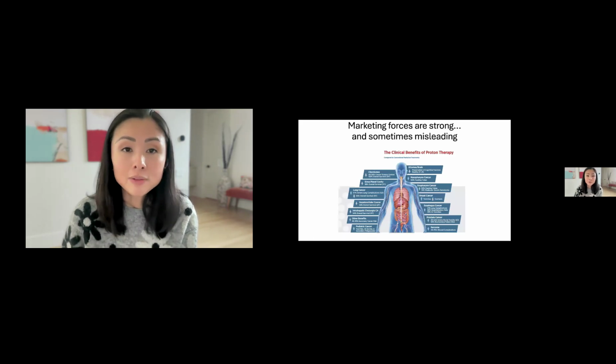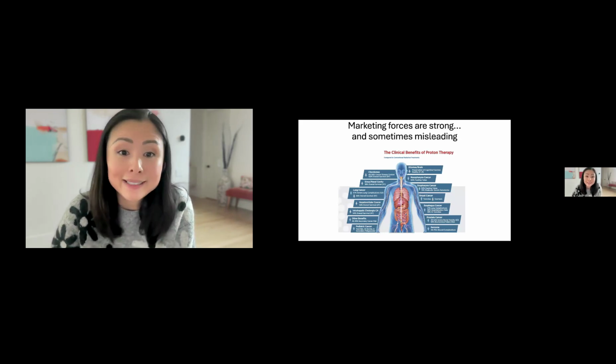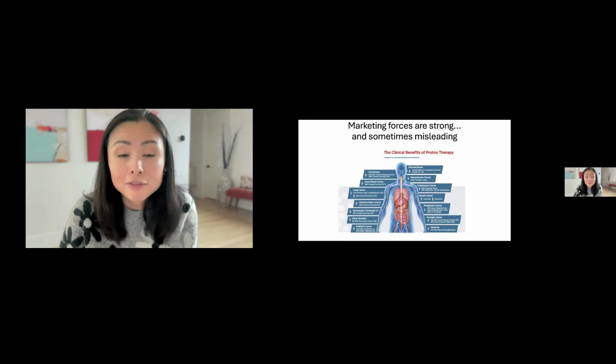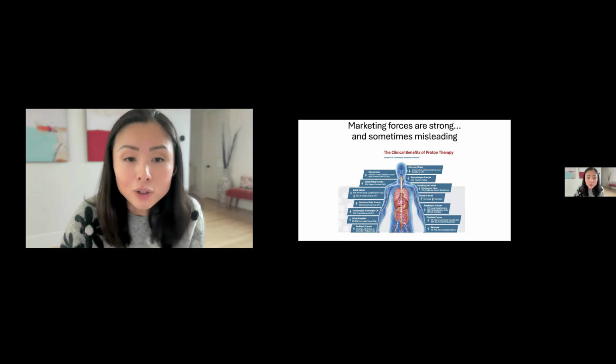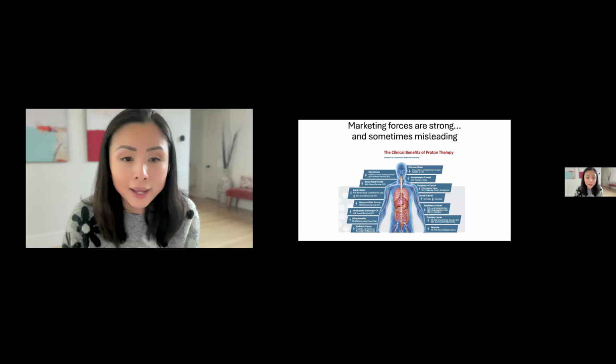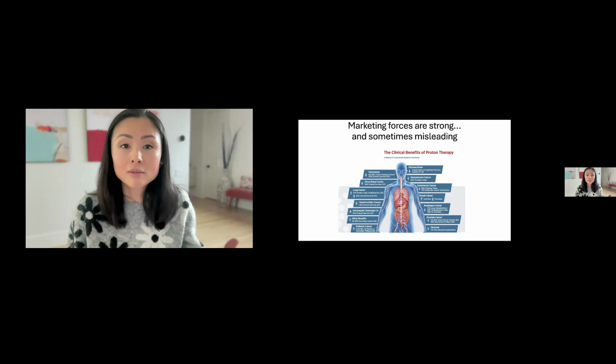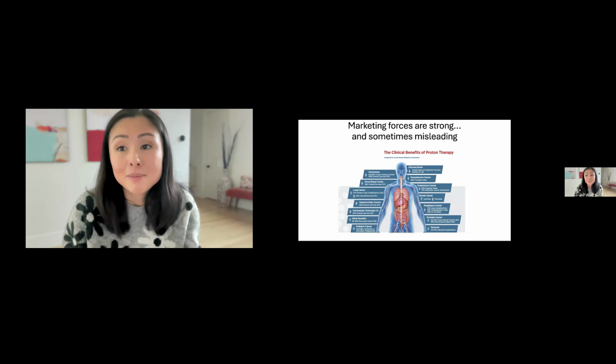I just want to point out that the marketing forces for protons are quite strong, and sometimes what's put out there is actually quite misleading. So this is an ad for protons. And if you look at some of the numbers in there that they improve overall survival by 150%, that's just really not supported by data. So definitely understand how, if you're seeing these things, they can be very confusing.